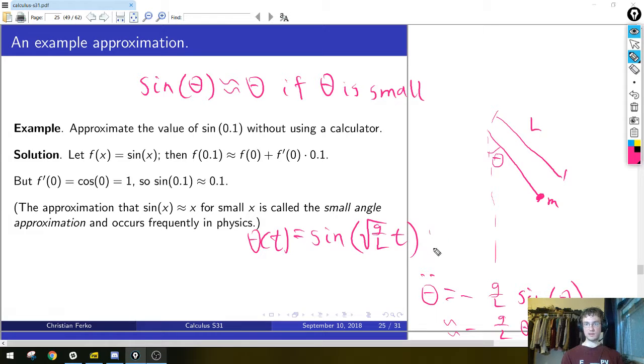Maybe not all of that makes sense now, but I'm just trying to illustrate for you that solving this differential equation is hard. Solving this differential equation is easy. So if theta is small, we'd like to approximate the hard problem with the easy problem. Okay, thoughts on this?